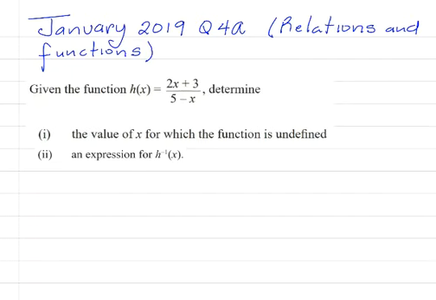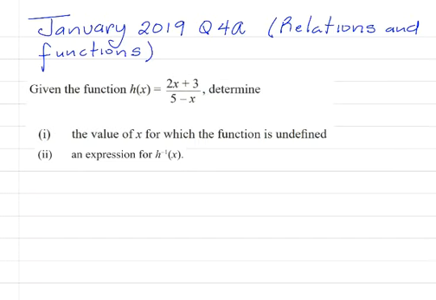All right, January 2019, question 4a. This question is on relations and function. We're told, given the function h of x is equal to (2x plus 3) over (5 minus x), we're to determine (i) the value of x for which the function is undefined.